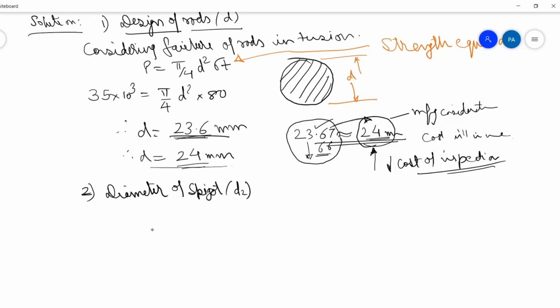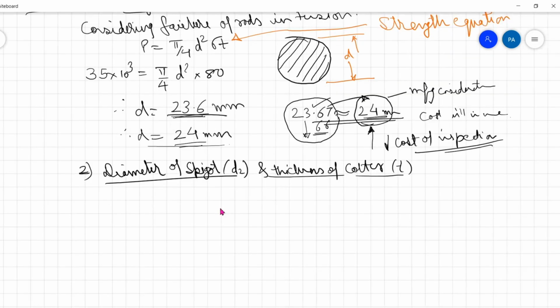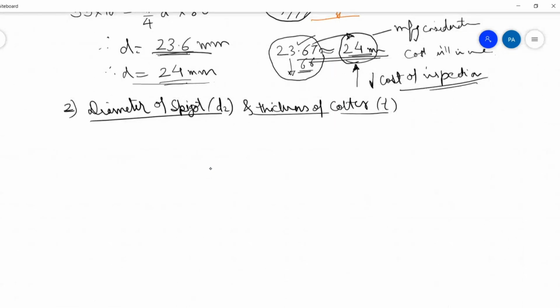It is denoted by D2, and thickness of cotter, that we have taken as T. So how do we solve this? First, we'll draw a failure sketch.